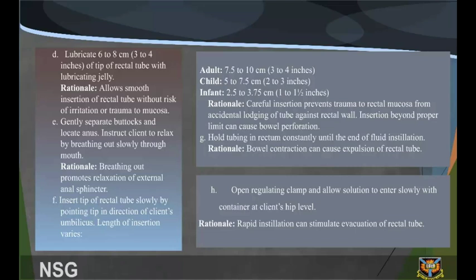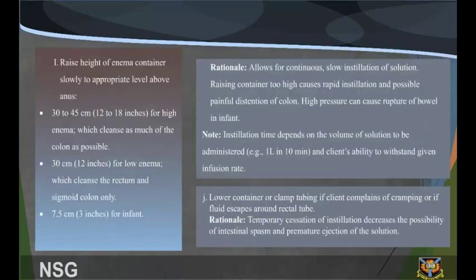Insert tip of rectal tube slowly by pointing tip in direction of client's umbilicus. Length of insertion varies. Hold tubing in rectum constantly until the end of fluid instillation. Bowel contraction can cause expulsion of rectal tube. Open regulating clamp and allow solution to enter slowly with container at client's hip level. Rapid instillation can stimulate evacuation of rectal tube.